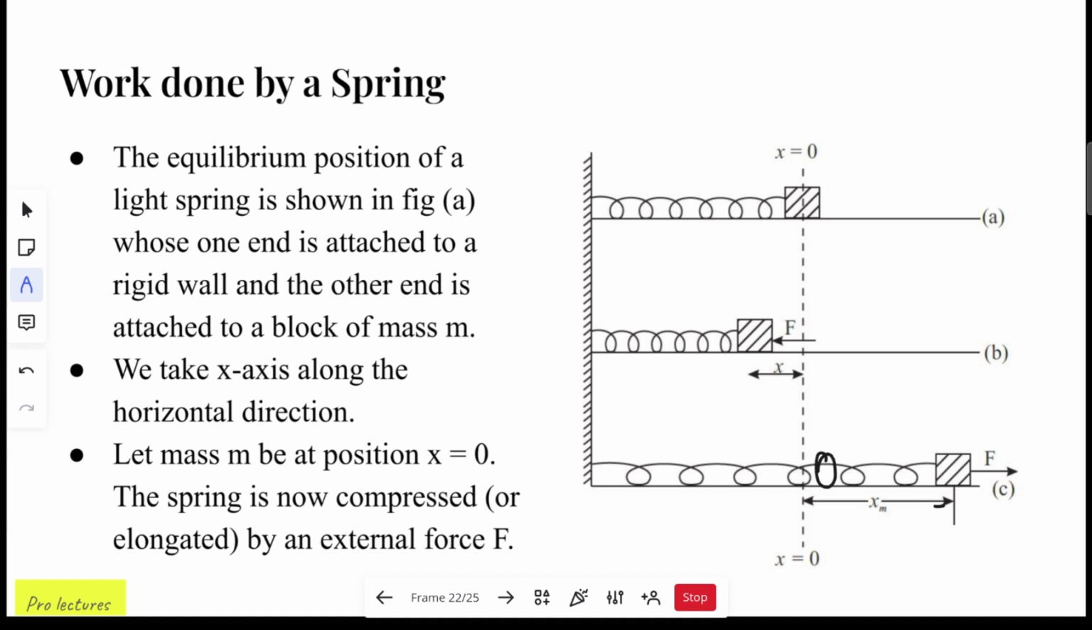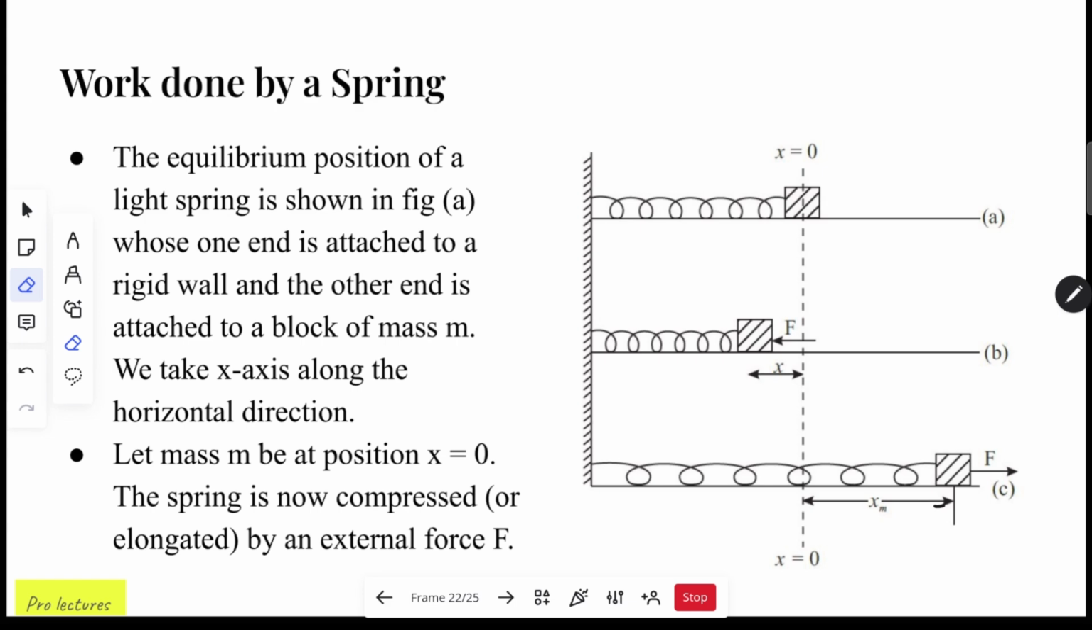In this figure, you can observe three kinds of situations. Initially, the spring is at its equilibrium position, where one end is attached to a rigid wall and the other end is attached to a block of mass m. We are taking the x-axis along this horizontal direction, so we'll say this position, x equal to 0, is our reference.